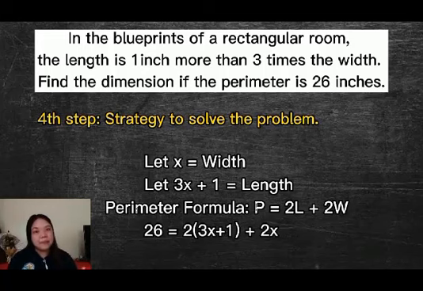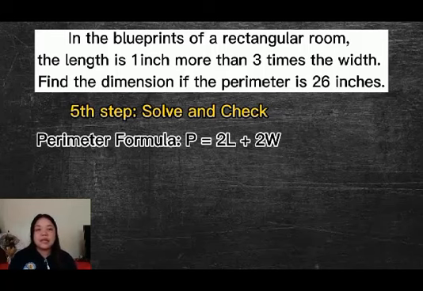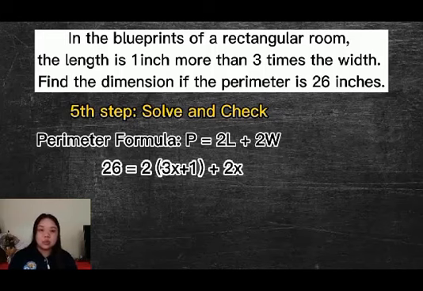Now for the last step, we are going to solve. First, let's distribute the givens in the perimeter formula, which is P is equal to 2 length plus 2 width, and it will become 26 is equal to 2 times the quantity of 3x plus 1, plus 2x.